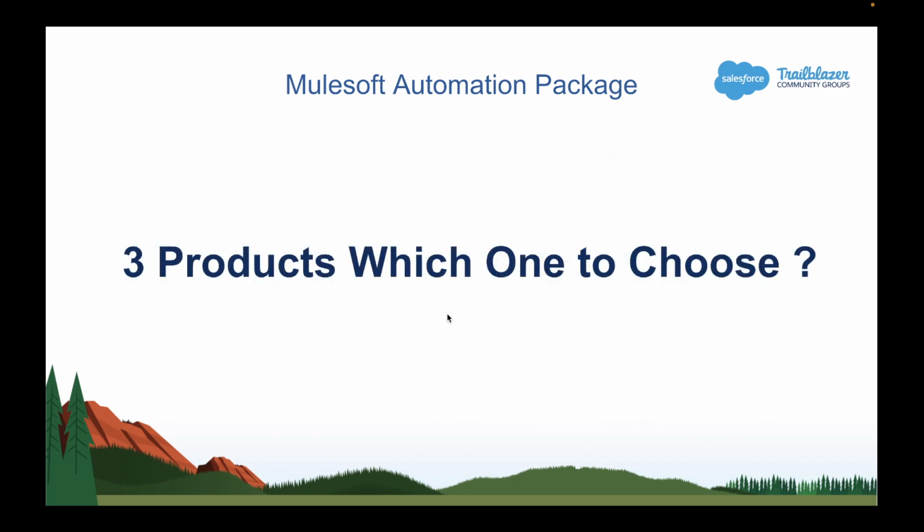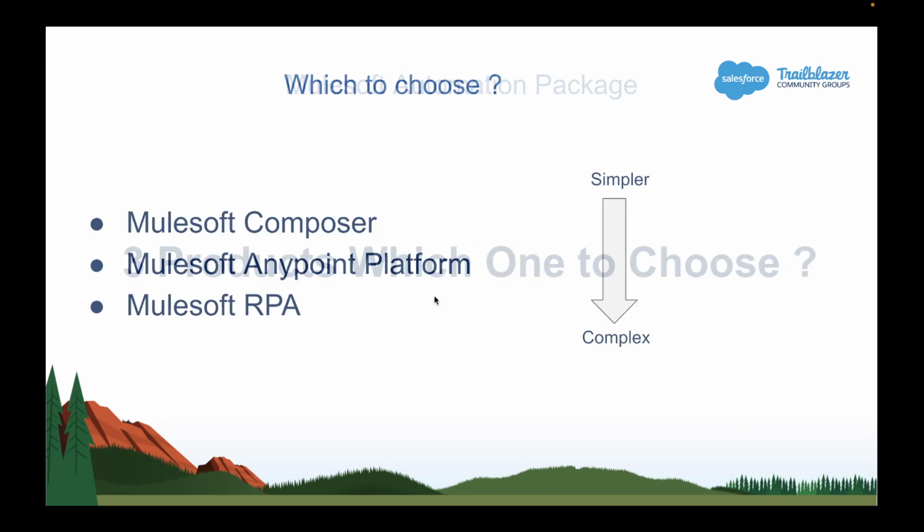Three products, which one to choose? We discussed what MuleSoft RPA is, what MuleSoft Composer is, and Anypoint Platform. So, going from simpler to complex, MuleSoft Composer is the simplest automation platform where you can build integration solutions. Anypoint Platform is in the middle, and RPA is at the bottom. Why is RPA at the bottom? Since RPA is a UI based automation. It's not an API based automation.